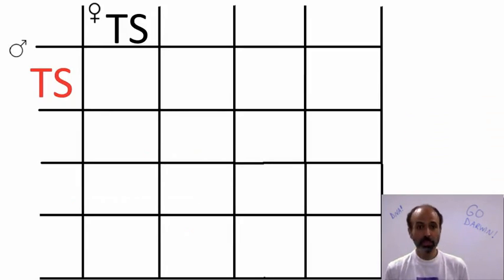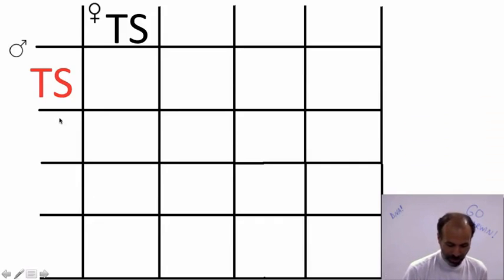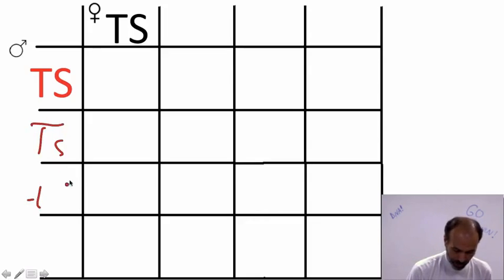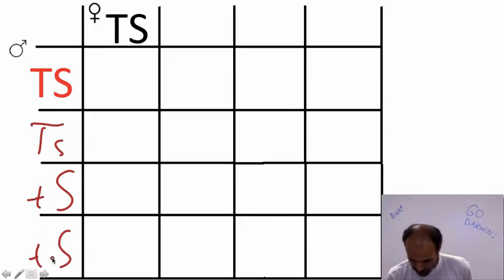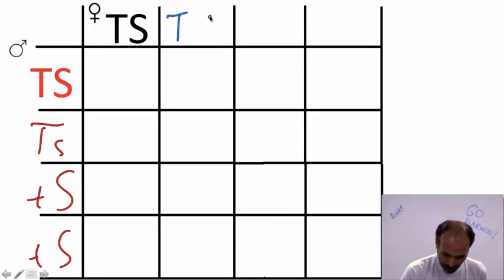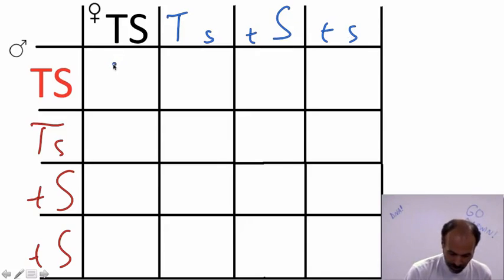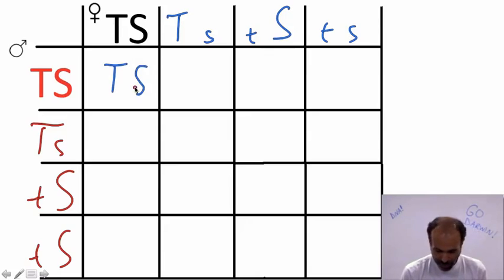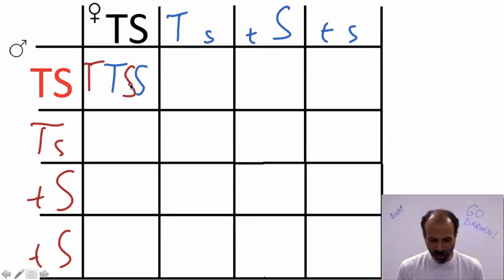So again, we can fill this in. Remember, all four possible gametes we have are big T, big S; big T, little s; little t, big S; little t, little s. So that's true for one of these. Let's do the other one. Big T, big S; big T, little s; little t, big S; little t, little s. And you can follow what's going to happen with each of these. In this case, mom will always be giving a big T and always be giving a big S. Dad will be giving a big T and will be giving a big S. So there's one individual.